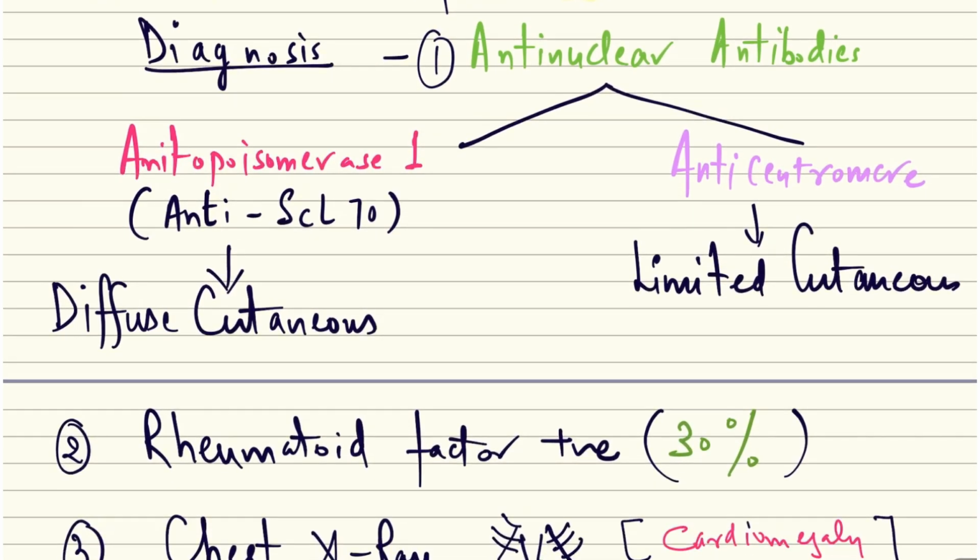Now we'll see how we will diagnose a case of systemic sclerosis. We will do a blood test where we will find the anti-nuclear antibodies. We have 2 types of anti-nuclear antibodies: the anti-topoisomerase 1 antibody and the anti-centromere antibody. Anti-topoisomerase antibody is also called anti-Scl-70, and this is seen in diffuse cutaneous systemic sclerosis. Anti-centromere antibody is seen in limited cutaneous systemic sclerosis.